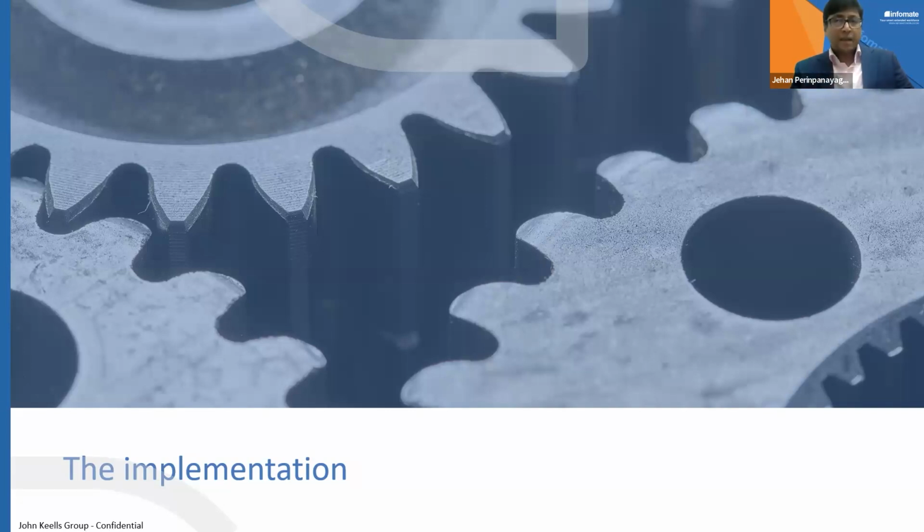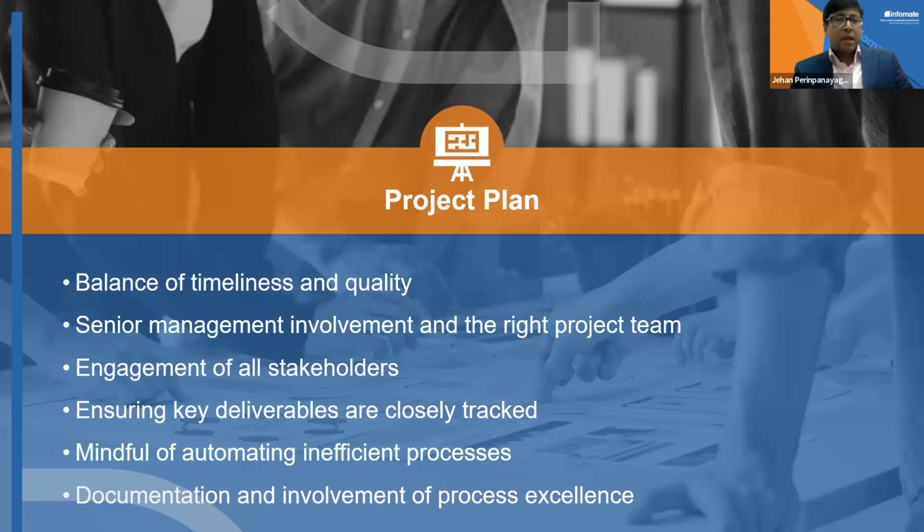So here are some checklists of items during the implementation. You need to have a project plan that balances timeliness and quality. I've seen both extremes. Sometimes people take extensive time, or sometimes you are unduly rushed. Senior management involvement is key. I remember when we implemented SAP 20 years ago, we had the group finance director closely involved. We had town hall sessions involving all of the finance personnel as well as the business. So it's not just IT. Everyone needs to be involved.